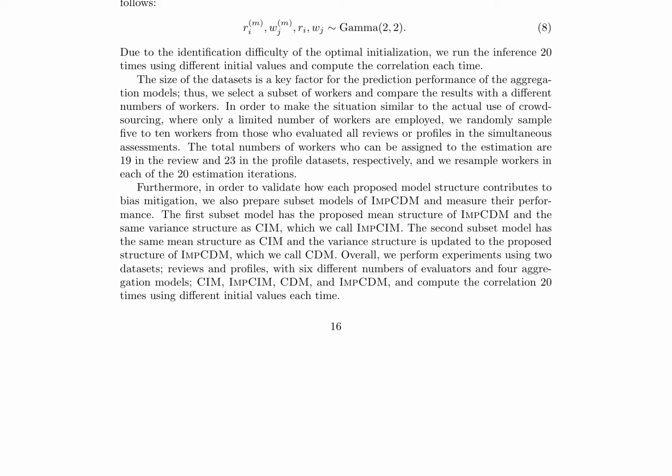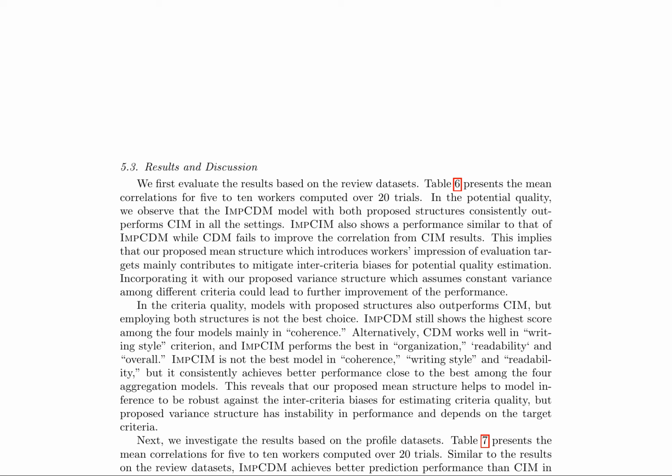Each experiment is repeated 20 times using different initial values to estimate the correlation. This evaluation framework provides a comprehensive assessment of the IMP-CDM model's performance in mitigating bias in crowdsourced assessments. The impression-based crowdsourcing data model, IMP-CDM, and its variants have been assessed for mitigating intercriteria cognitive biases.